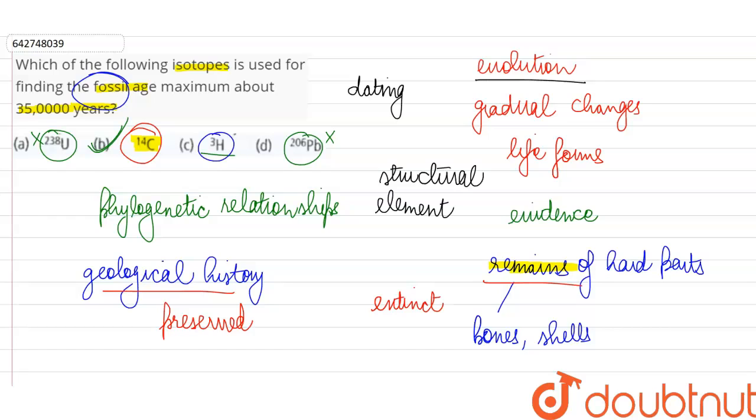So on the basis of different isotopes of carbon which are present in the body, we can determine the time at which the fossil has been preserved, or the time at which this living organism inhabited the earth, and therefore it is useful in dating. So correct answer is option B.